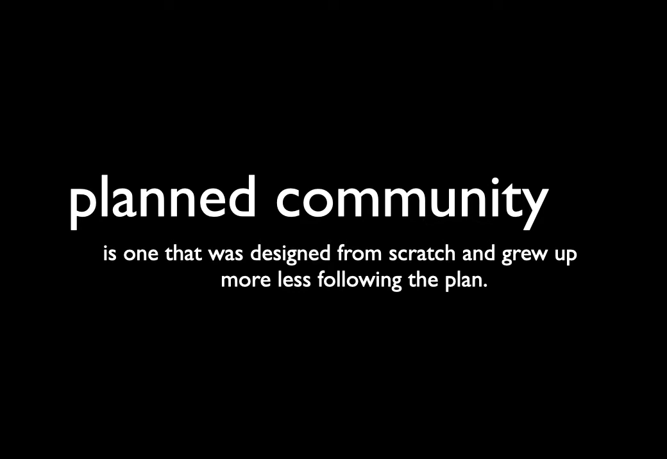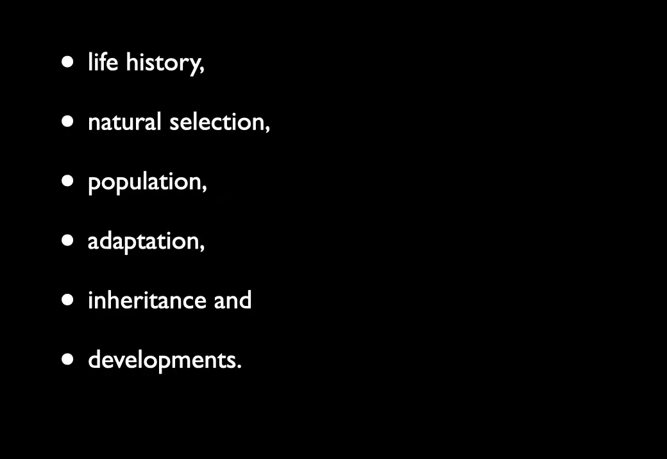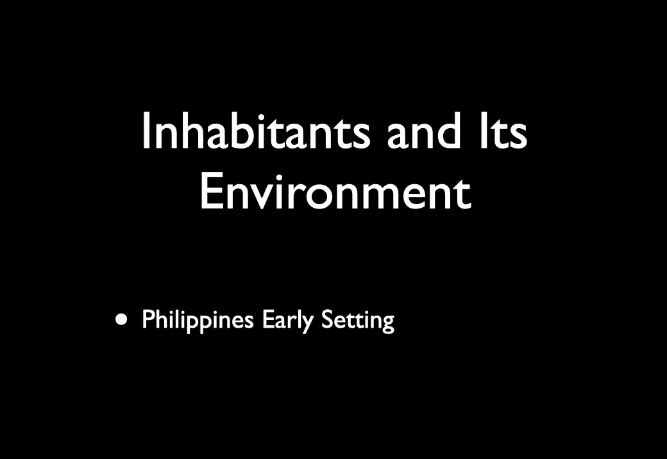What about planned community? A planned community is one that was designed from scratch and grew up more or less following the plan. So it is a local community that was planned into a design concept. Ecological concept. The conceptualization of ecology and also the theory of evolution originate from life history, natural selection, population, adaptation, inheritance, and developments. That's how it's defined.